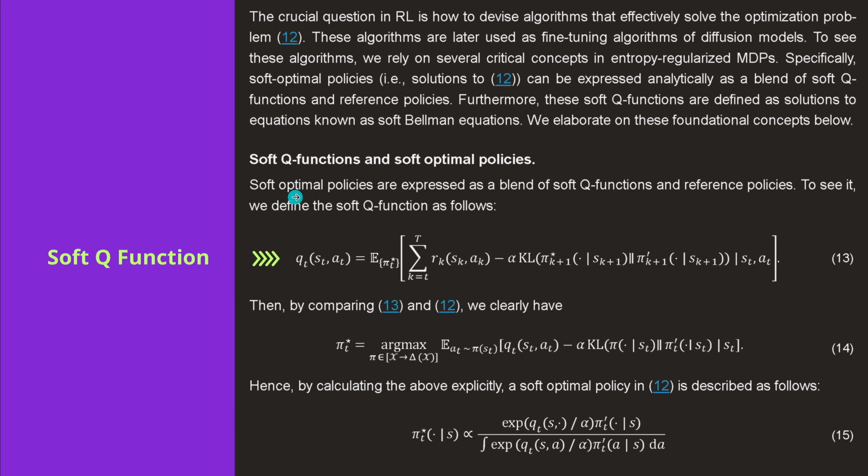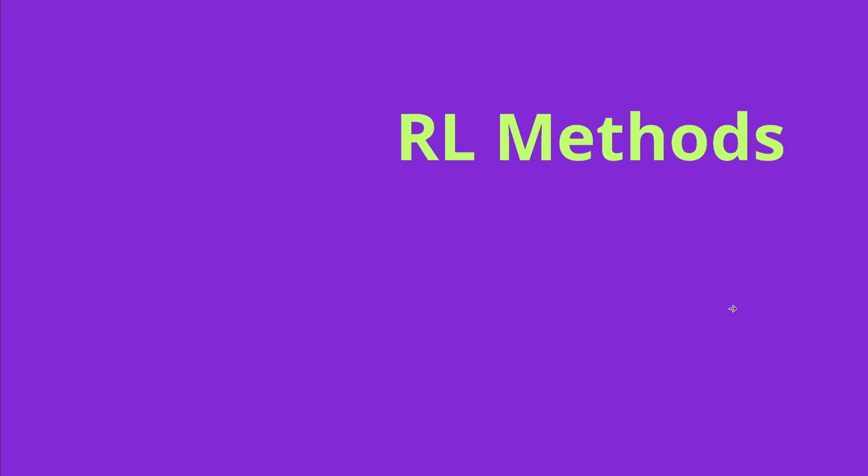So, the soft optimal policy is expressed as a blend of the soft Q function and reference policies, and we define the soft Q function as the following, and I will give you the literature. This is from Genentech, Princeton University, and UC Berkeley, and those authors are great. You have to have a look at their scientific publication, and they define the soft Q function and they can solve this. And now we have a transformation into a soft optimal policy that can be described as this, and we can solve this mathematical expression. And this is now our code base. This is what we will code now.